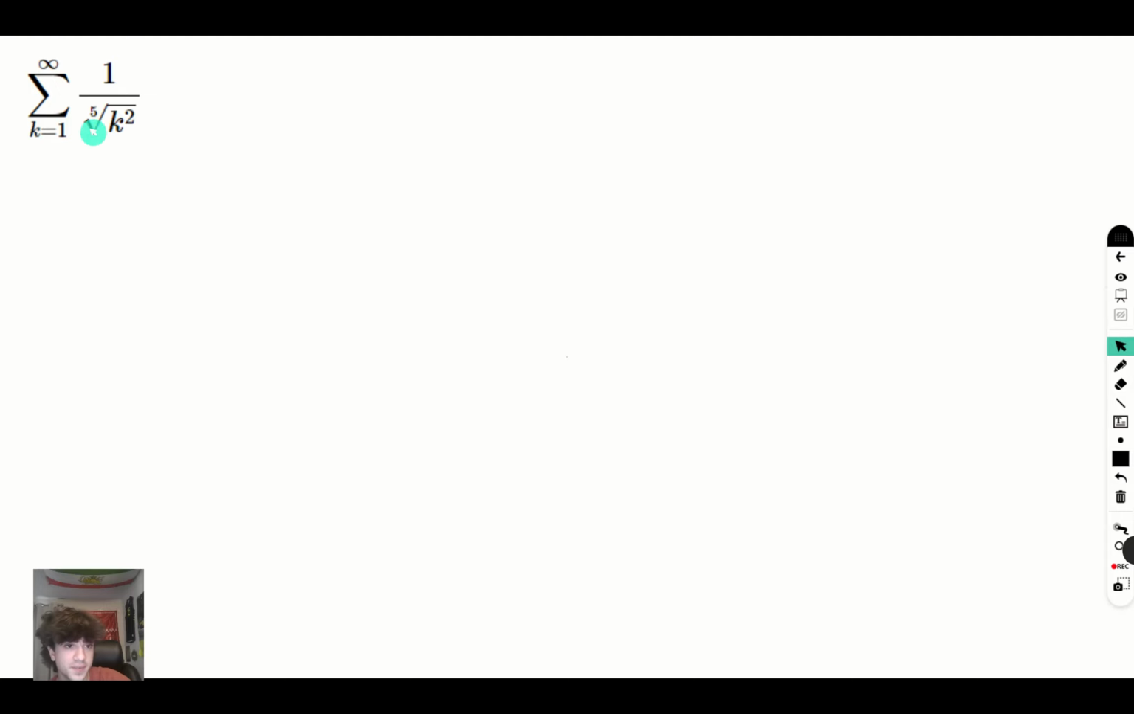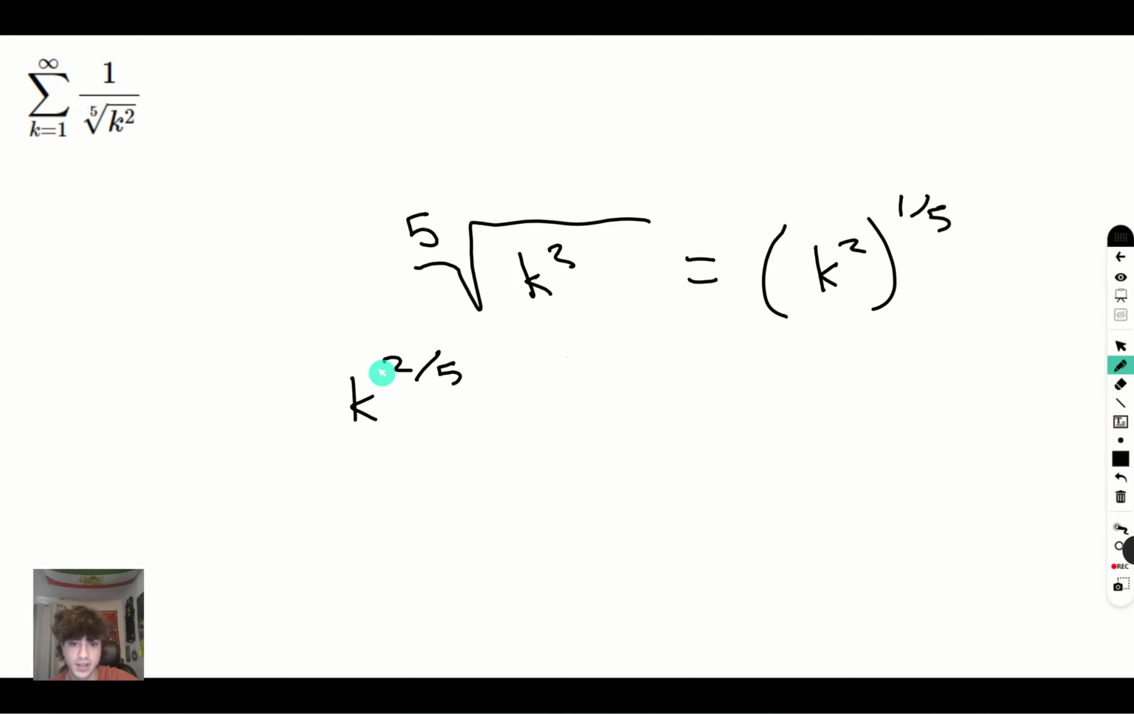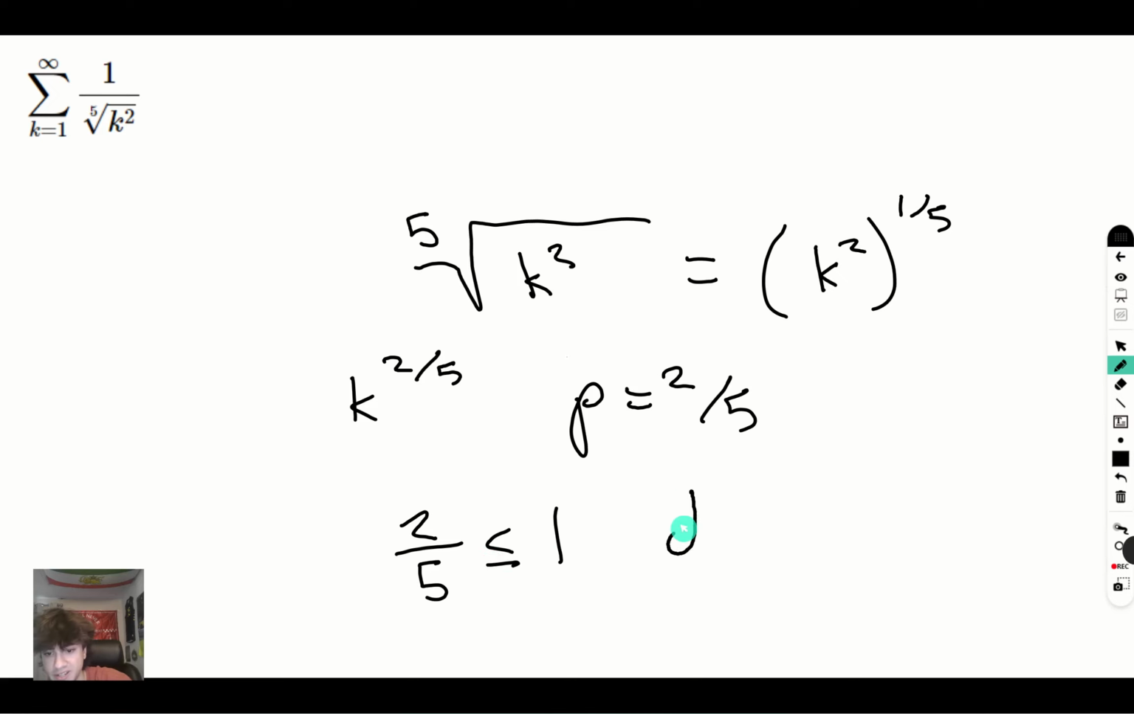Here we have 1 over the 5th root of k squared. Let's take a look at the bottom part. We have the 5th root of k squared. This is simply equal to k squared to the 1/5, which is also k to the 2/5. So then we get k to the p, where p is equal to 2/5. 2/5 is less than or equal to 1, and therefore this series is going to diverge.